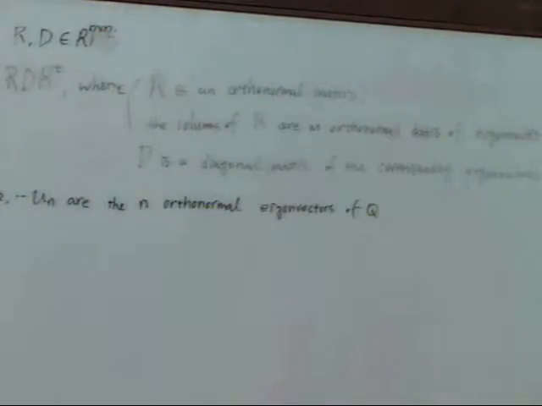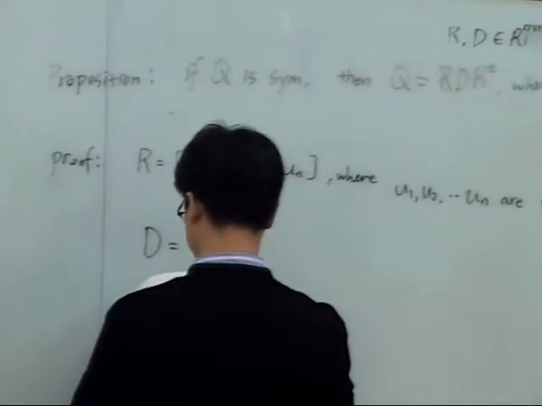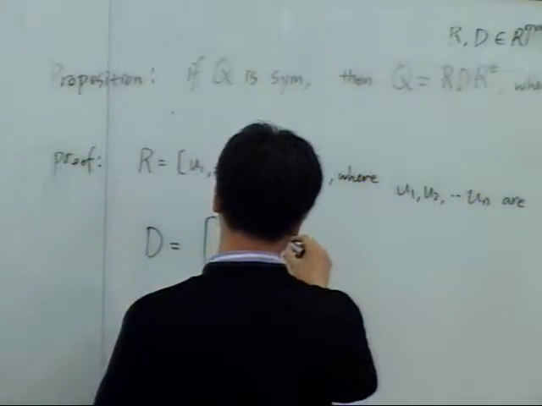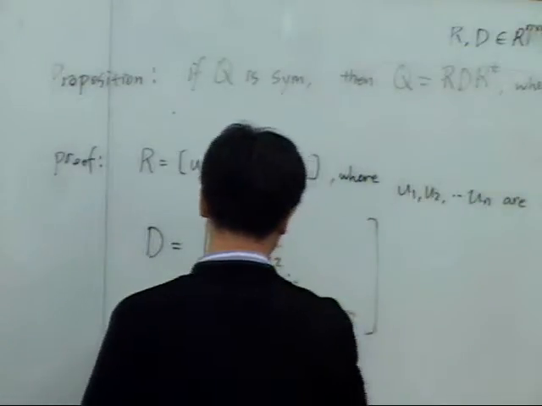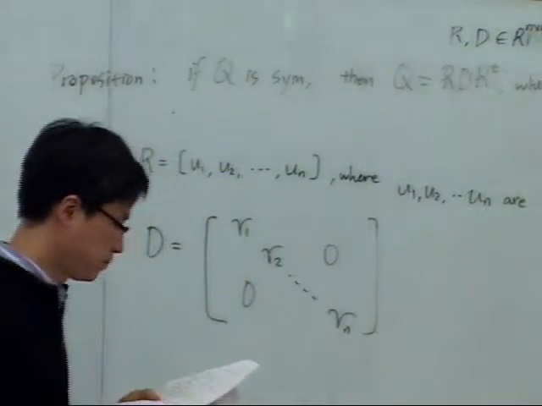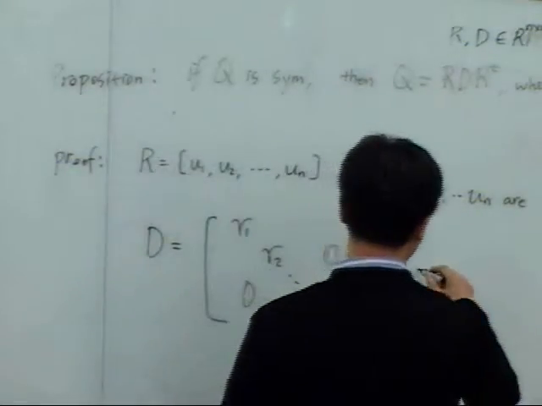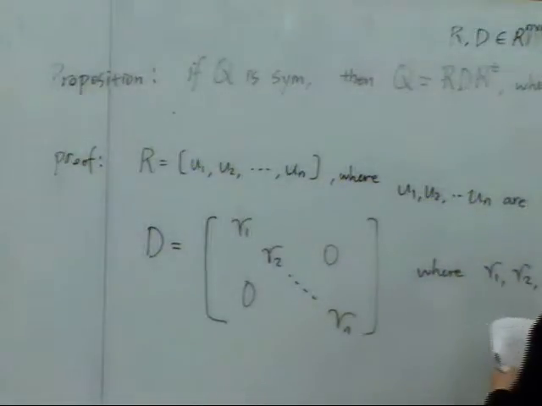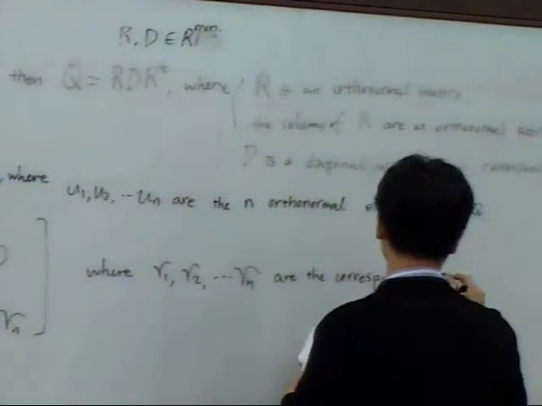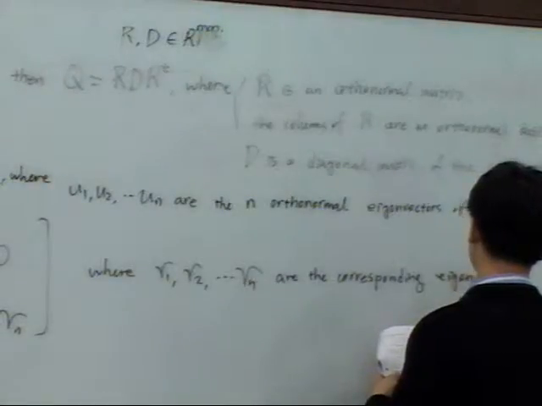And let's assume D is the diagonal matrix with eigenvalues. All other terms are 0, where lambda 1, lambda 2, lambda n are the corresponding eigenvalues.